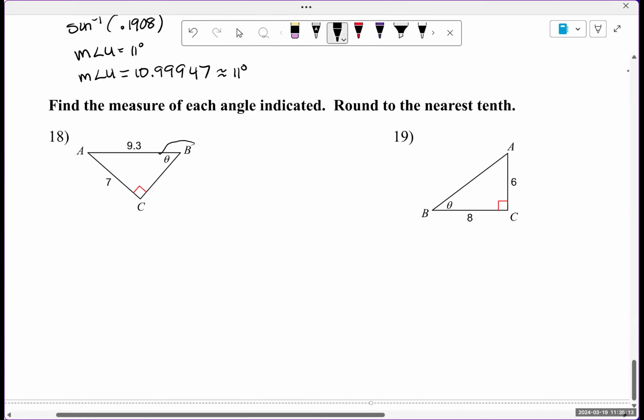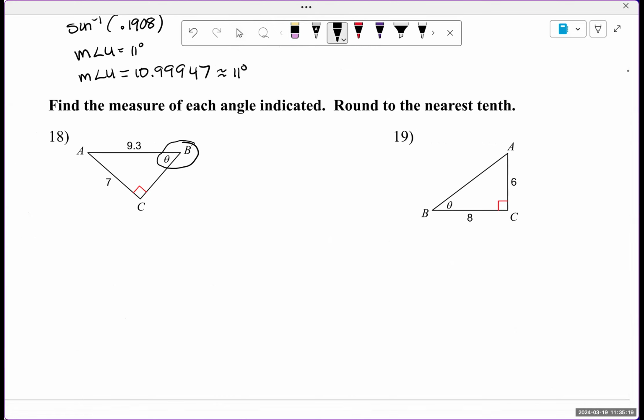Find the measure of angle B. I have two sides. Can I use Pythagorean theorem? I could, but is that going to help me find an angle? Pythagorean theorem is only sides. I can't do 30, 60, 90. I can't do 45, 45, 90. So let's do SOHCAHTOA.